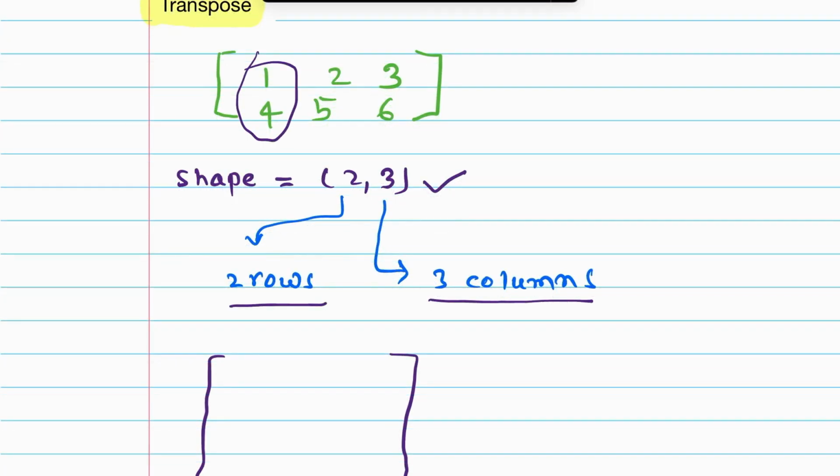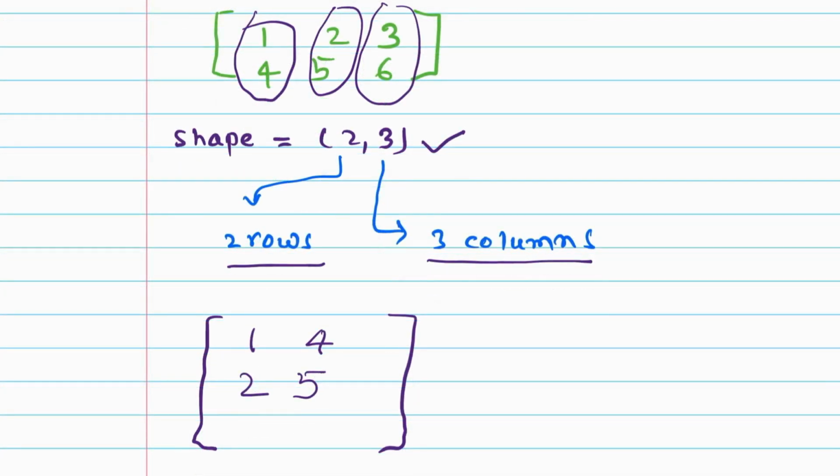Take the first column, 1, 4, that becomes the first row. Take the second column, 2, 5, that becomes the second row. Take the third column, 3, 6, that becomes the third row. So after transpose, the matrix becomes 1, 4, 2, 5 and 3, 6. Now the shape is 3, 2. Originally 2 rows 3 columns, after transpose 3 rows 2 columns. So what changed? Rows became columns and columns became rows. The numbers didn't change, only their positions changed.